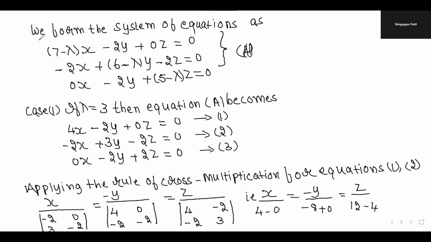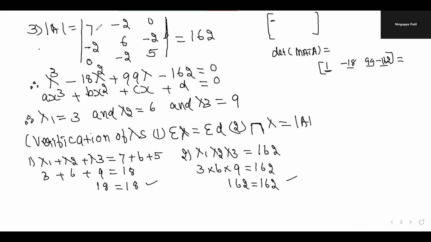Then next. This is a very, very, very important step, my dear students. We form the system of equations as follows. Look here. 7, this is X column, this is Y column, this is Z column. Look here. Along with the diagonal elements, you take minus lambda. 7 minus lambda into X, 6 minus lambda into Y, 5 minus lambda into Z. You have to write that.